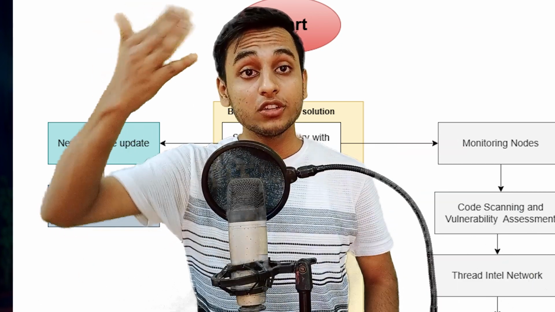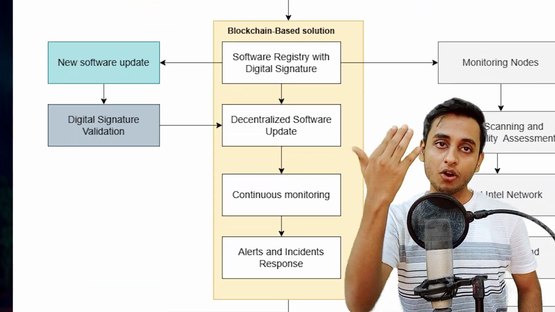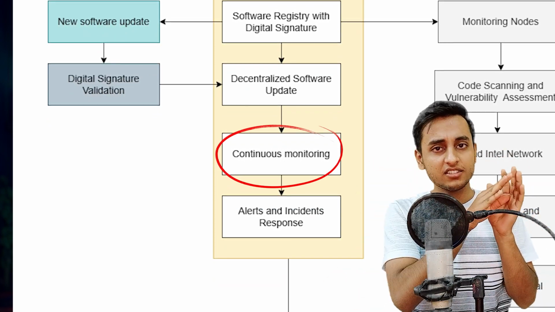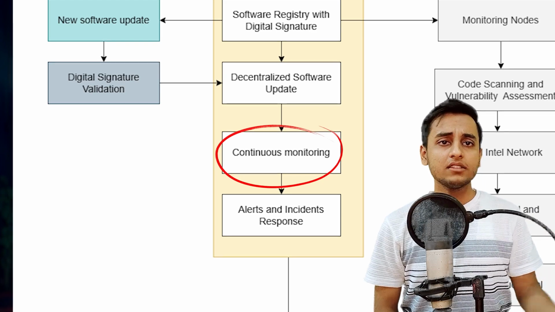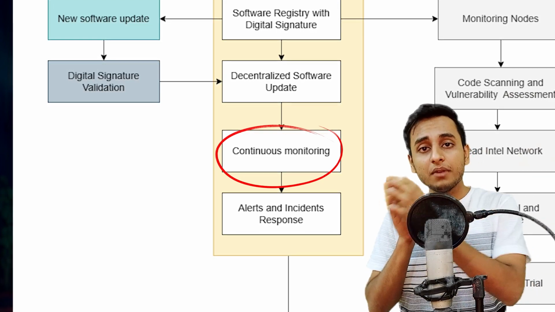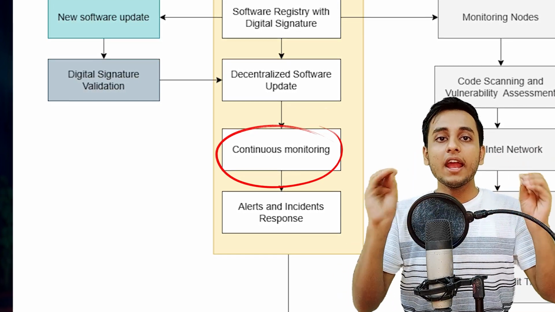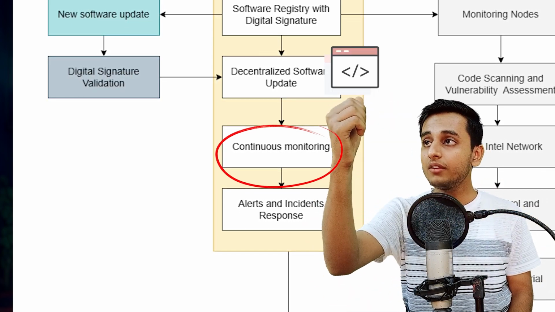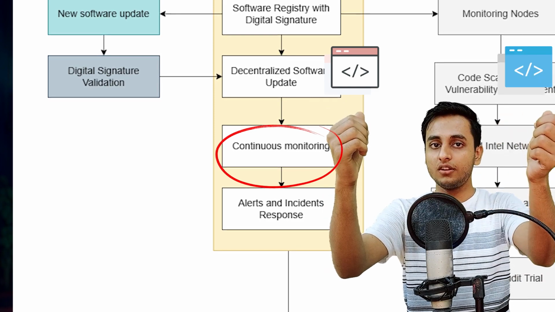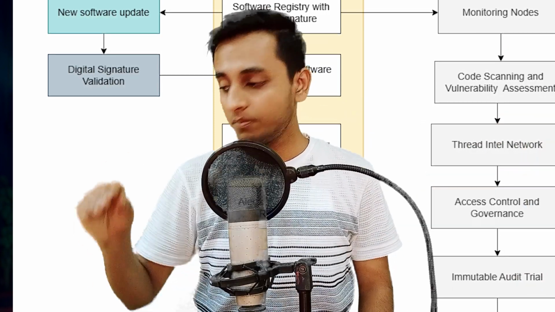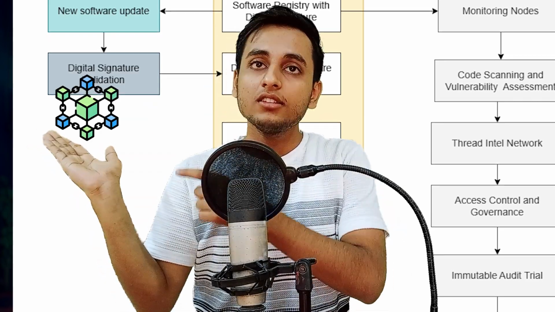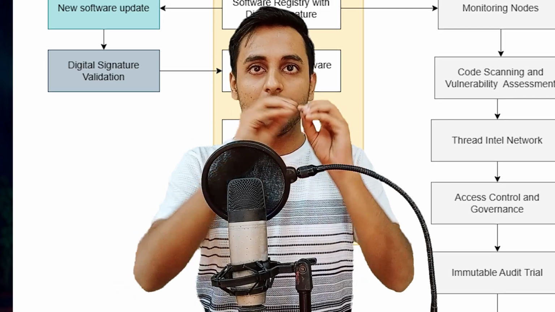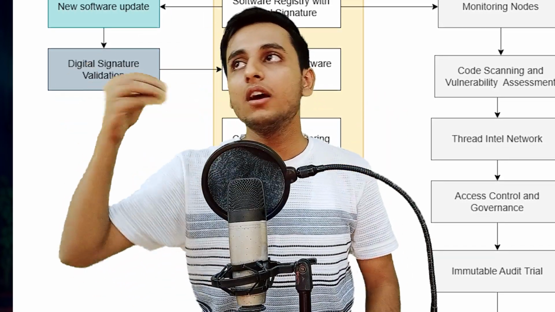Now let's move to the third step, which is continuous monitoring. The flow then goes into continuous monitoring. In this step, monitoring nodes are placed throughout the power system network. These nodes periodically check the integrity of the software by comparing the digital signature of the installed software with the one recorded on the blockchain. So now you must be wondering, what is blockchain? Blockchain is a decentralized database in which our data will be stored, which is provided by the government.